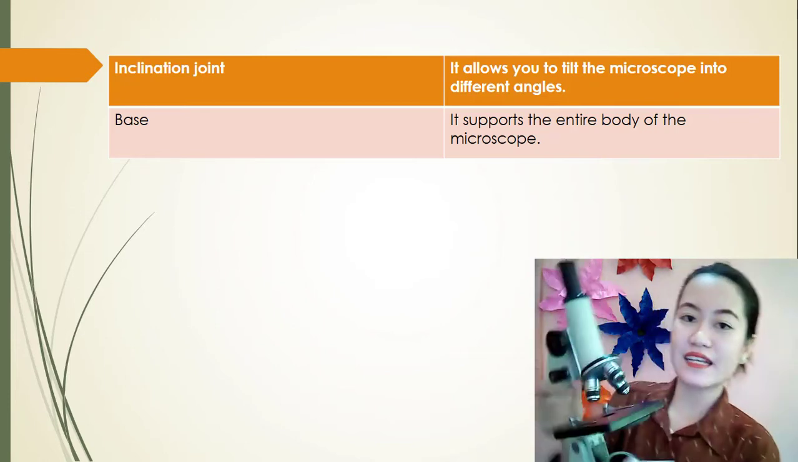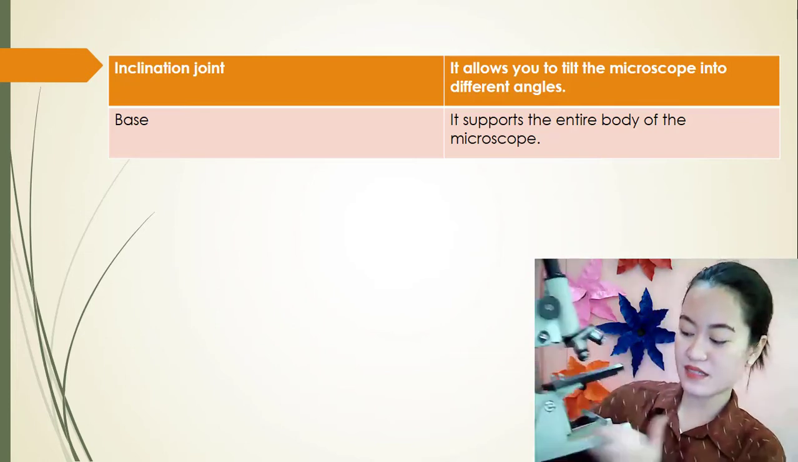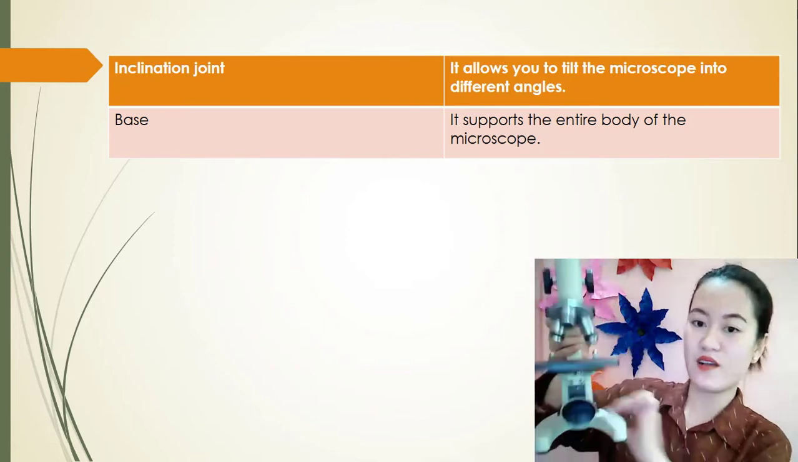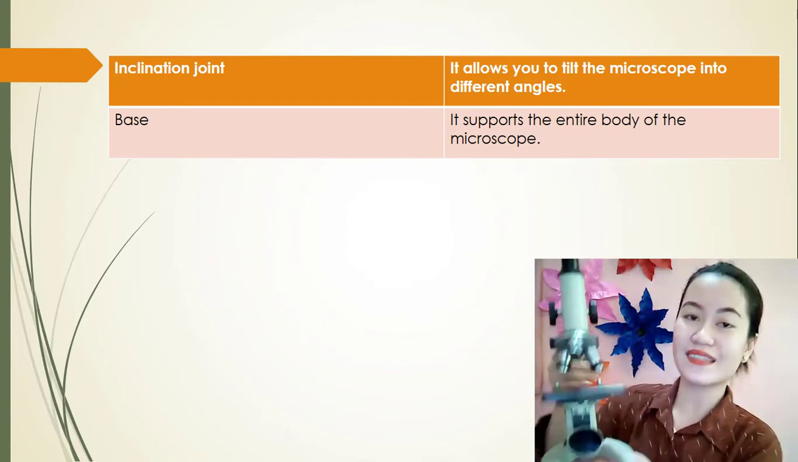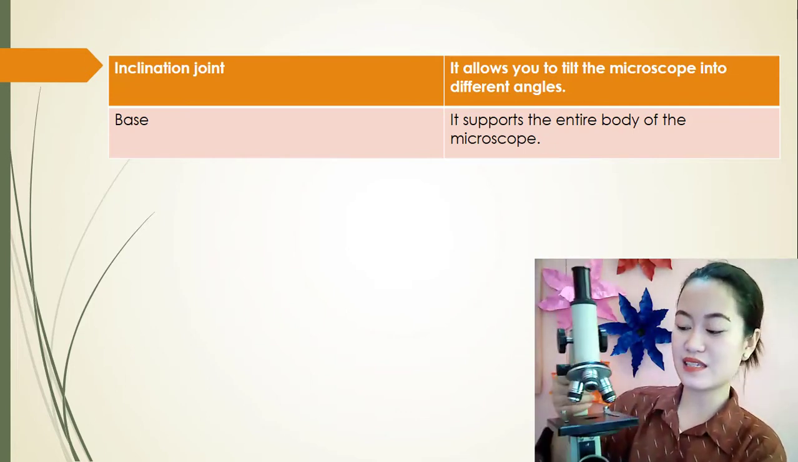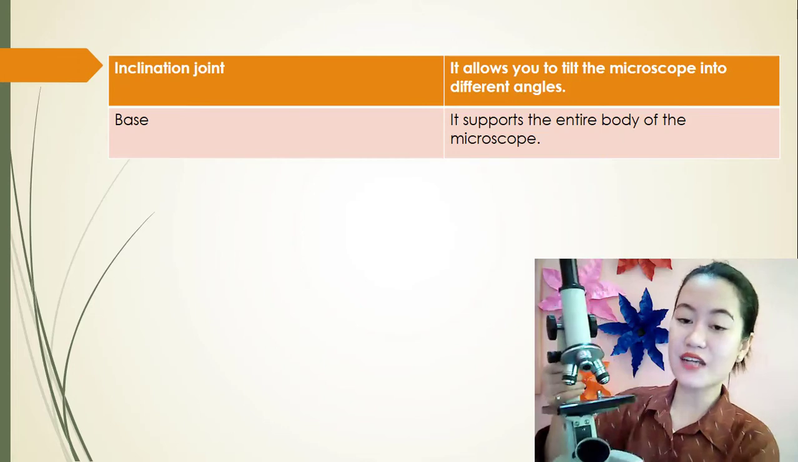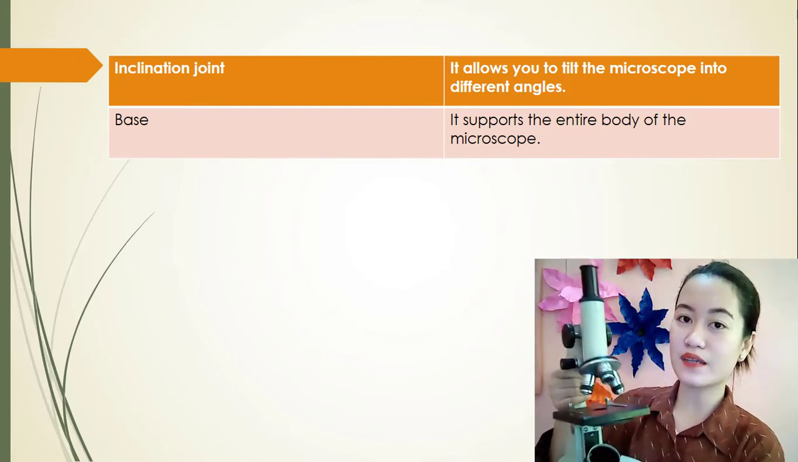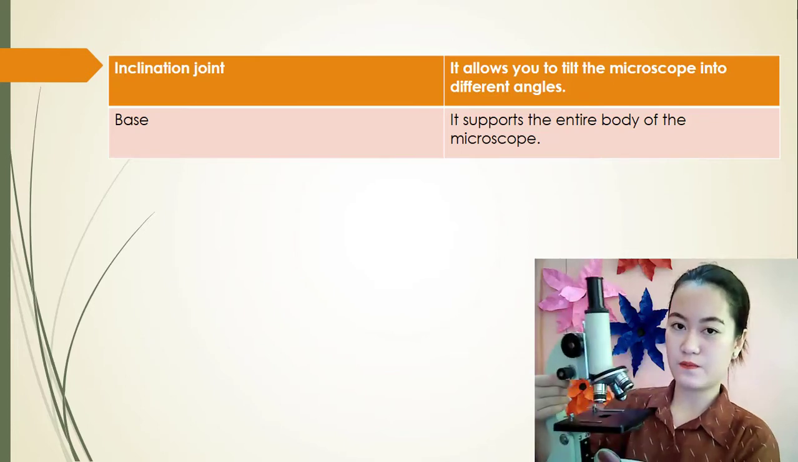Okay? And then next, we have the base. So, this is the base. Okay. So, it supports the entire body of the microscope. Okay. So, this is the base and the function of this is to support the entire body or the entire parts of the microscope.